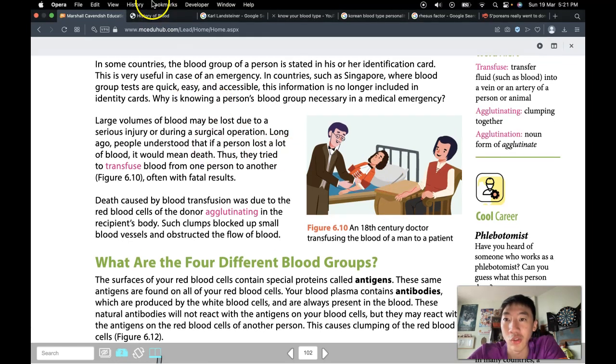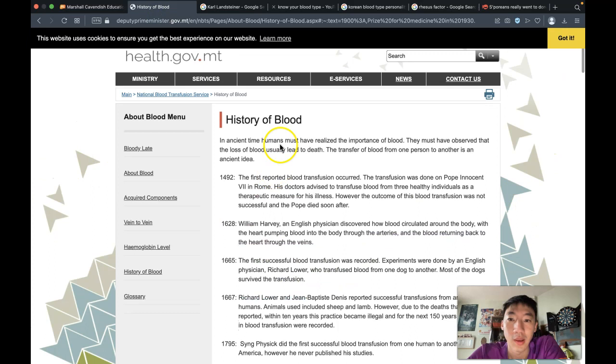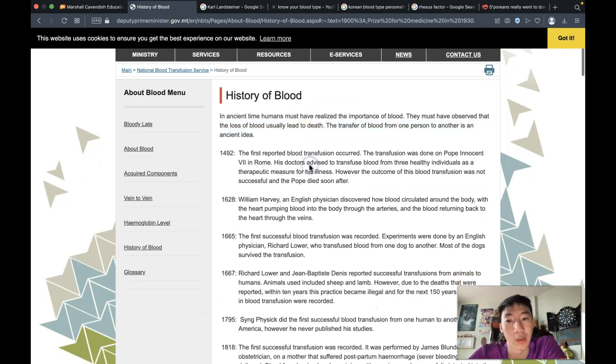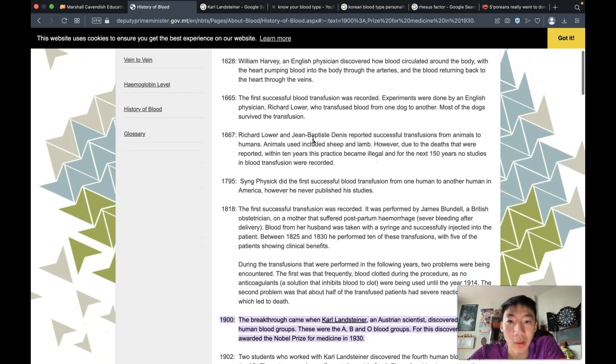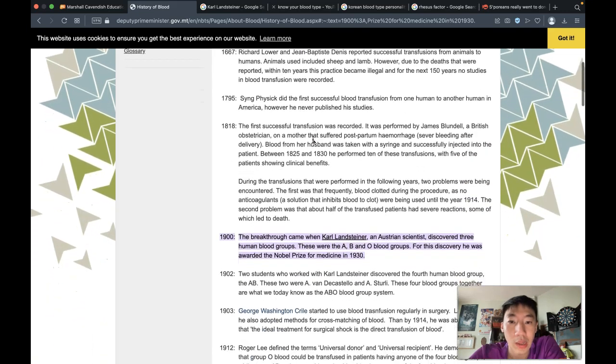Why? Okay, let's look at some history. Because people already knew the importance of blood, and they observed that when there's a loss of blood, that leads to death, and so they had the idea of transferring blood from one person to another. Okay, and then I think the first one was done on a Pope Innocent in Rome. And then what happened was that he died. And this happened a few other times, right?